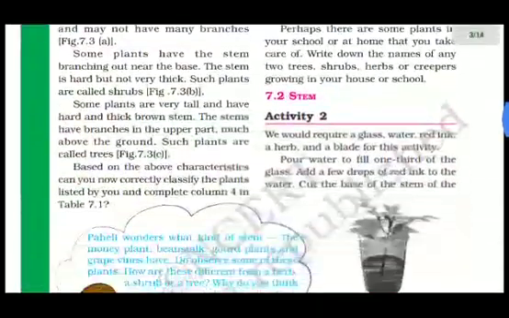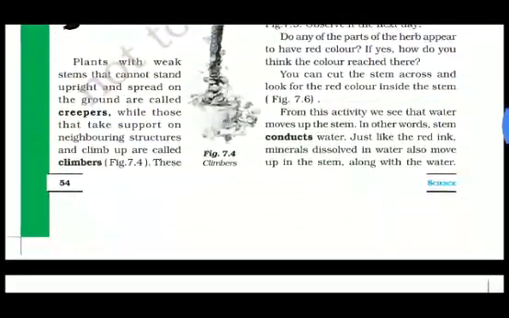Now you have one more classification, that is creepers and climbers. The plants with a weak stem that cannot stand upright and spread on the ground are called creepers.